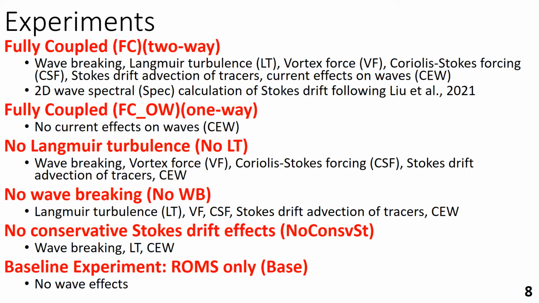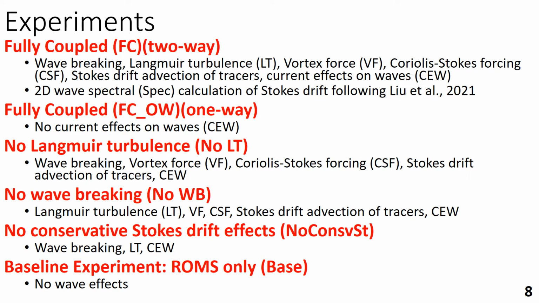Now, all of the above are wave effects on currents, but wave-current interactions also include current effects on waves. So I included that in the study for completeness, but I didn't change anything within the model. It's already built in. One thing that I did change, though, is the way the Stokes drift is calculated. I used a spectral method. What that does is calculate the Stokes drift velocity from the full 2D wave energy spectrum, as opposed to the default, which uses simple bulk parameterization, such as significant wave height, the mean wavelength, and the mean wave direction. So that's the two-way fully coupled experiment.